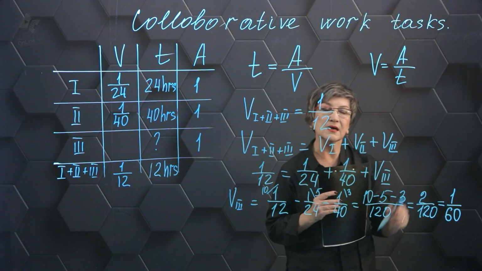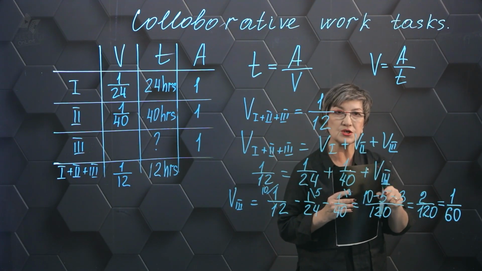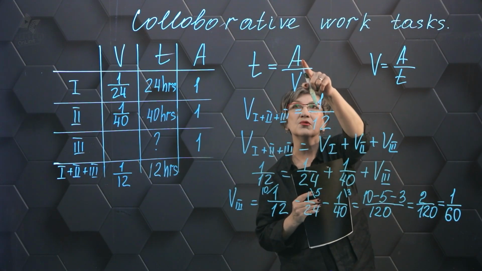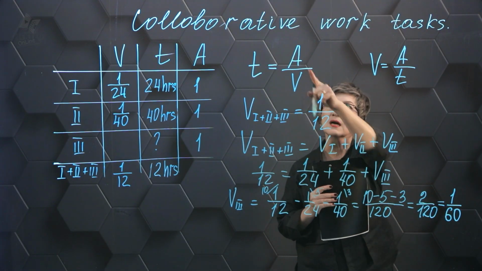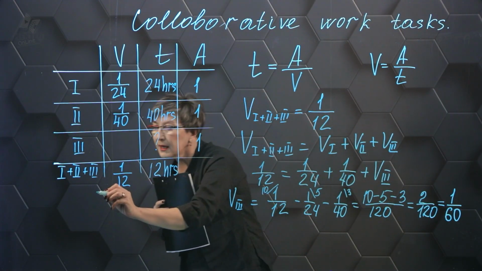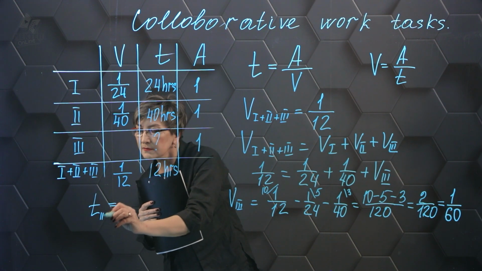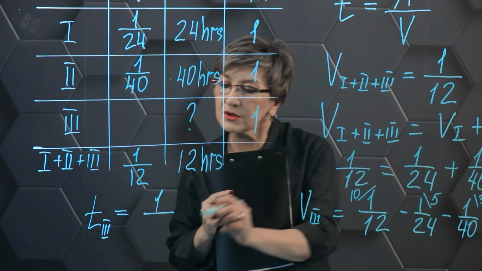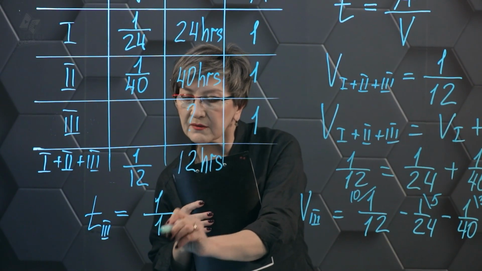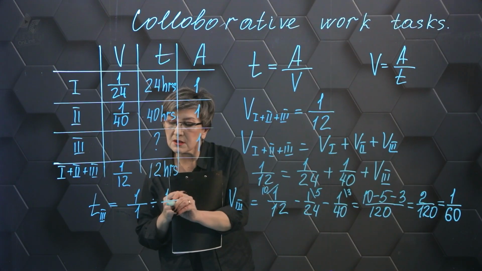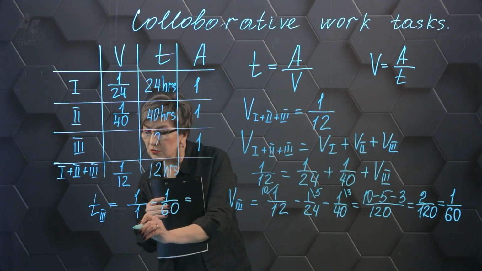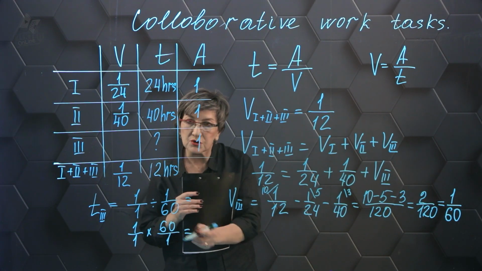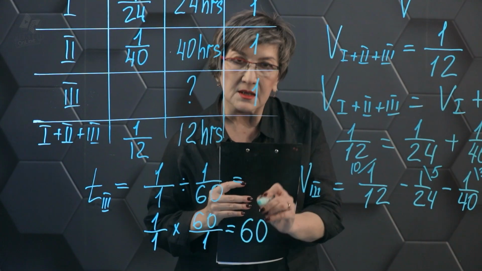And we need to find the time in which the third worker will do this work. Recall that to find the time, we need to divide the work by the productivity. The work is equal to 1, so the time of the third worker is 1 divided by productivity. Let's write down 1 divided by 1/60. 1 times 60 over 1. And we get the answer 60. In 60 hours.